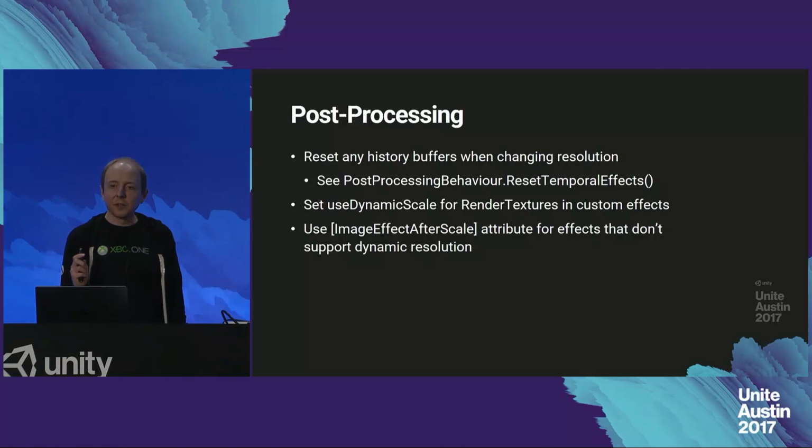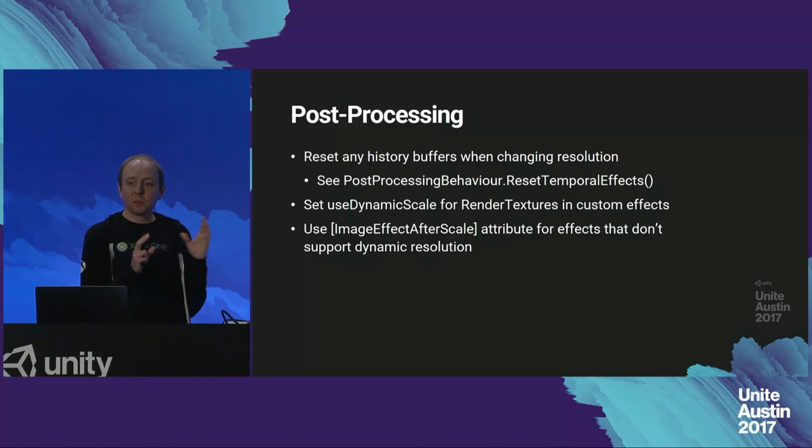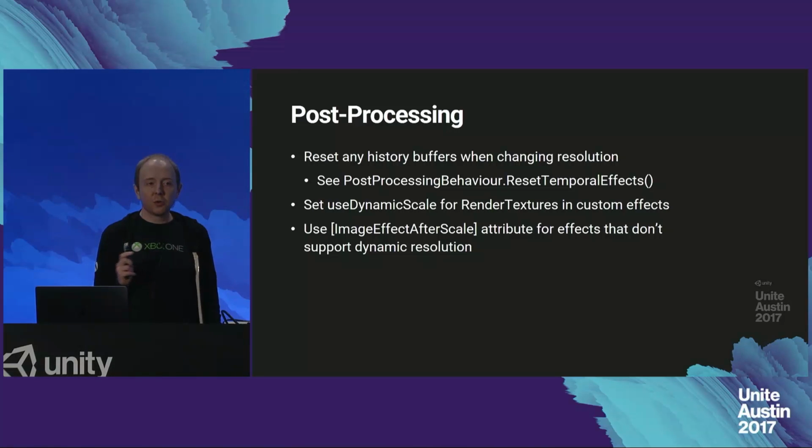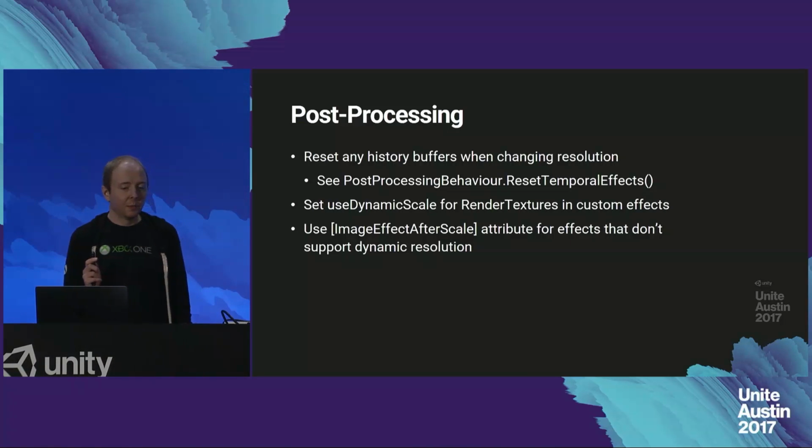So in post-processing, if you're using any effects that use history buffers, like temporal anti-aliasing, you need to reset those buffers when you change the resolution. The reason is those buffers hold data from previous frames, which is going to be in the previous resolution. And if you try to run those against your current resolution in a shader, you're likely going to get corrupted results. So you just want to make sure that you reset those, which you can do in the post-processing stack with reset temporal effects. If you've written your own post-processing effects, then make sure that you set use dynamic scale to true for any render textures where it's appropriate.